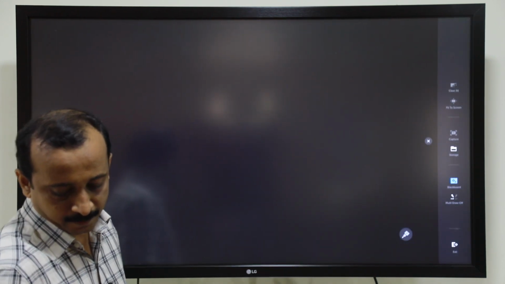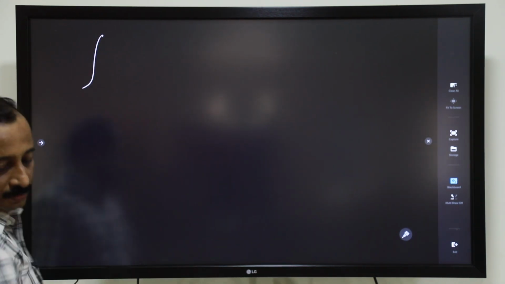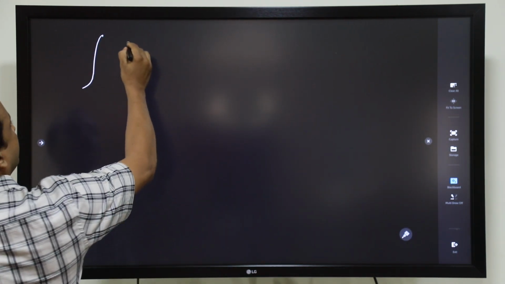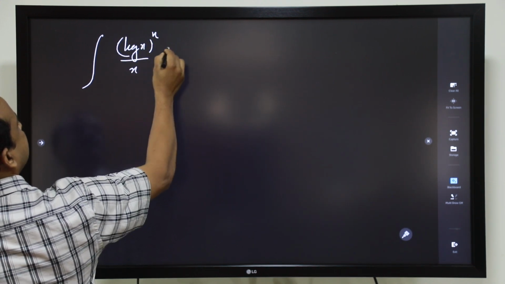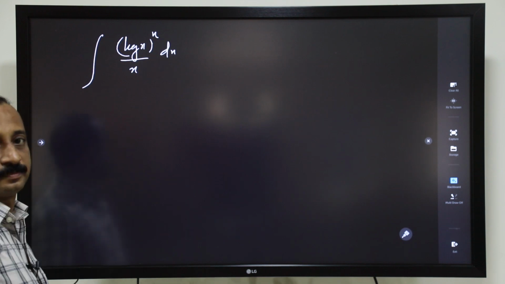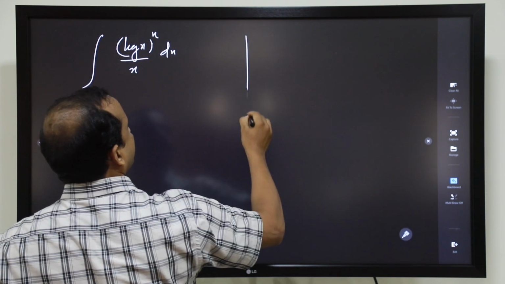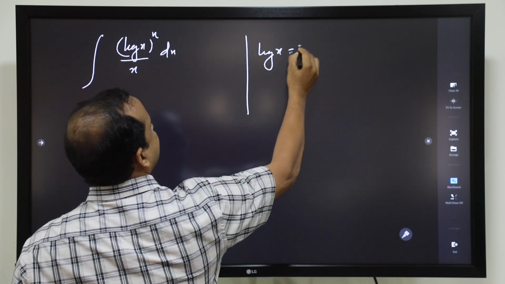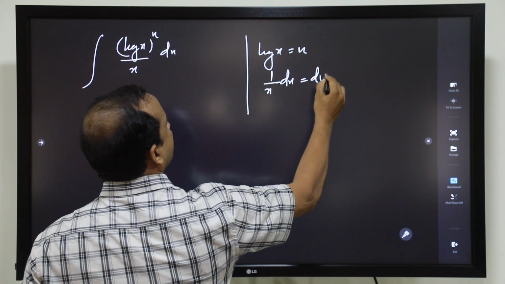And write one more problem based on this type of questions. It is integral of (log x) the whole raised to n divided by x into dx. Actually, this is the form f of x raised to n into f dash x. Here also we put log x is equal to u. Its derivative 1 by x into dx is equal to du.